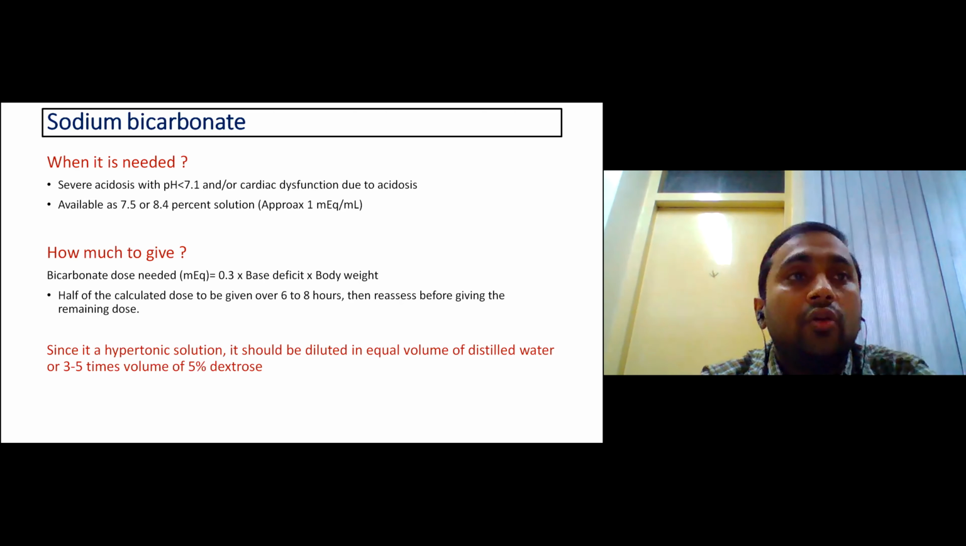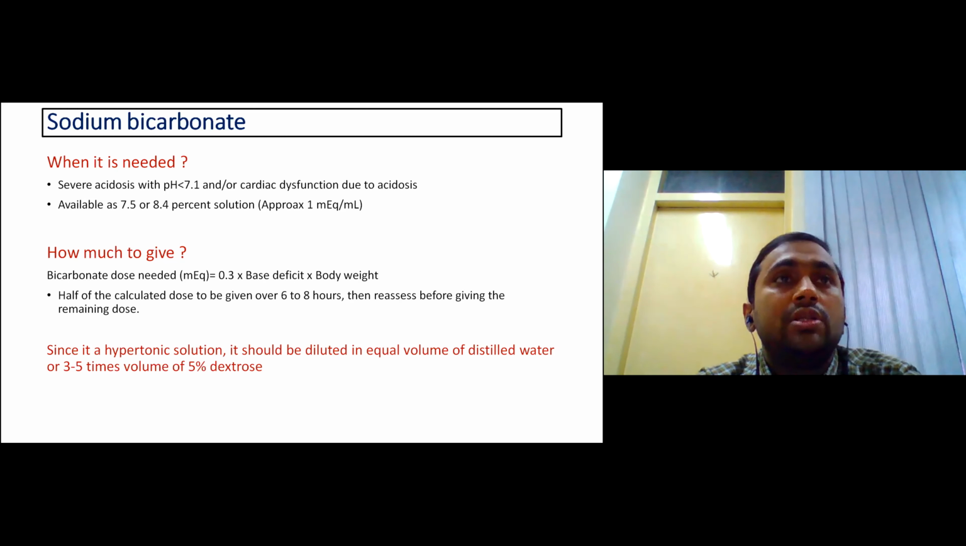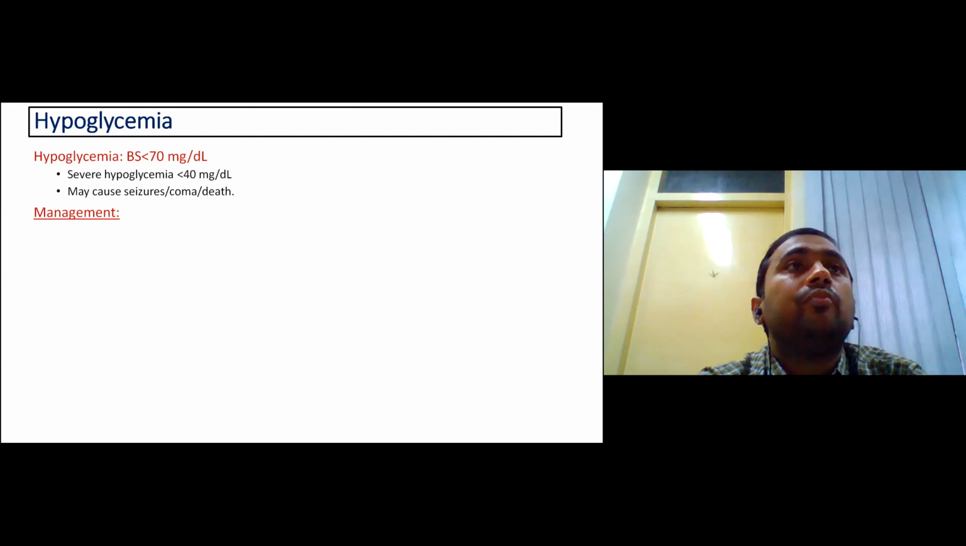One thing we have to take care of is that it's a hypertonic solution. It's like a 7.5% saline solution. So it's very hypertonic. It should be given in diluted form with equal volume of distilled water or 3 to 5 times volume of 5% dextrose. So it should be given diluted and slowly.